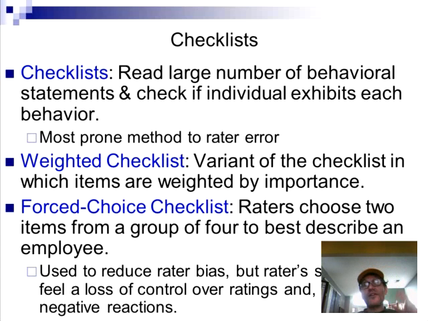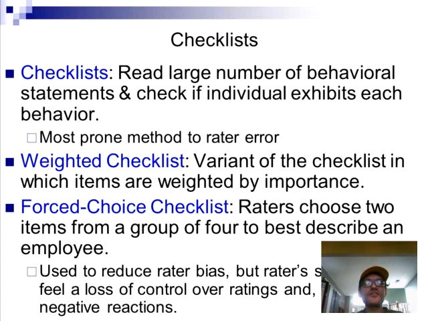Forced choice checklists. Raters don't particularly like forced choice checklists because they feel like they lose control a little bit. What might happen is there might be 4 items to describe an employee, and you pick the 2 that do the best job, something like that. And so sometimes raters don't like these.